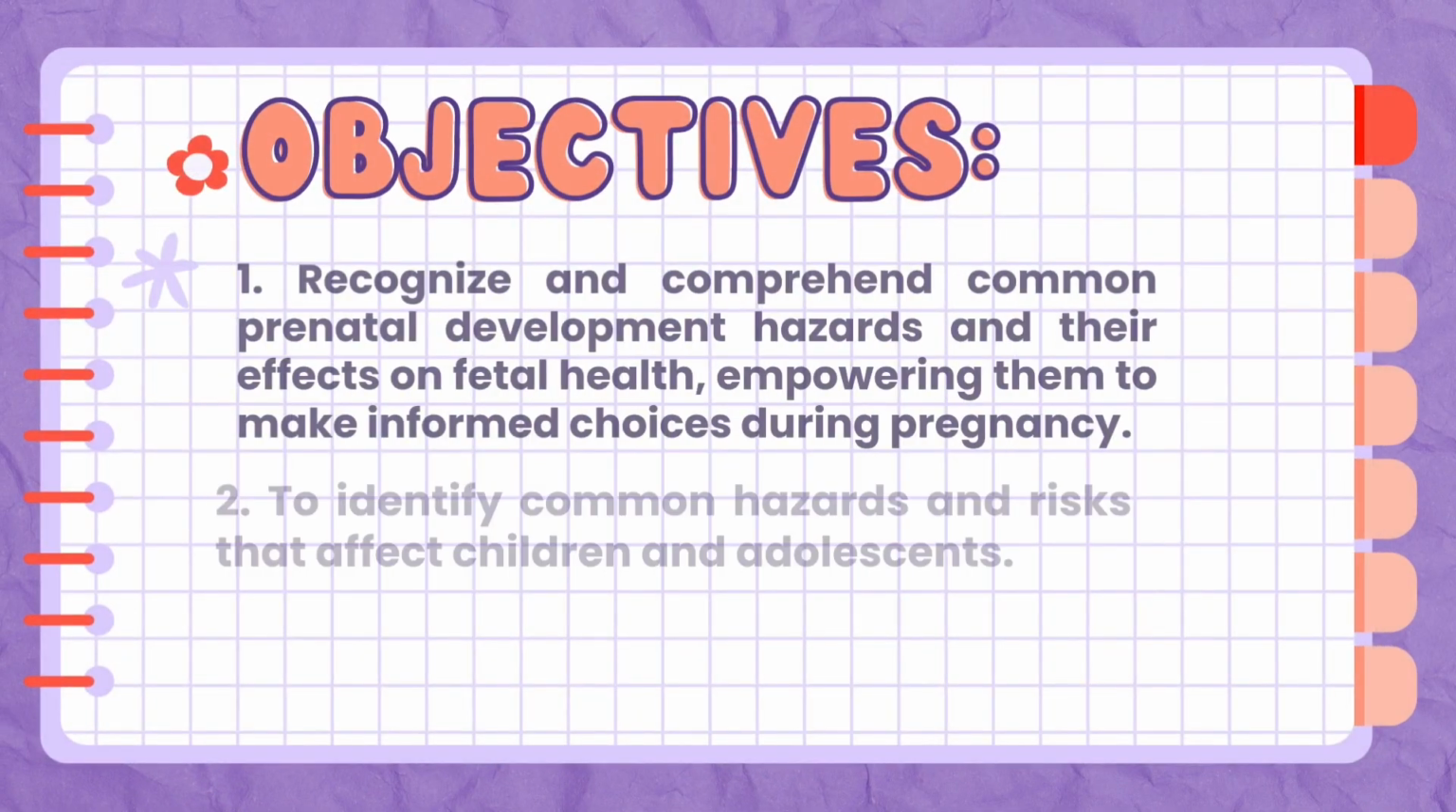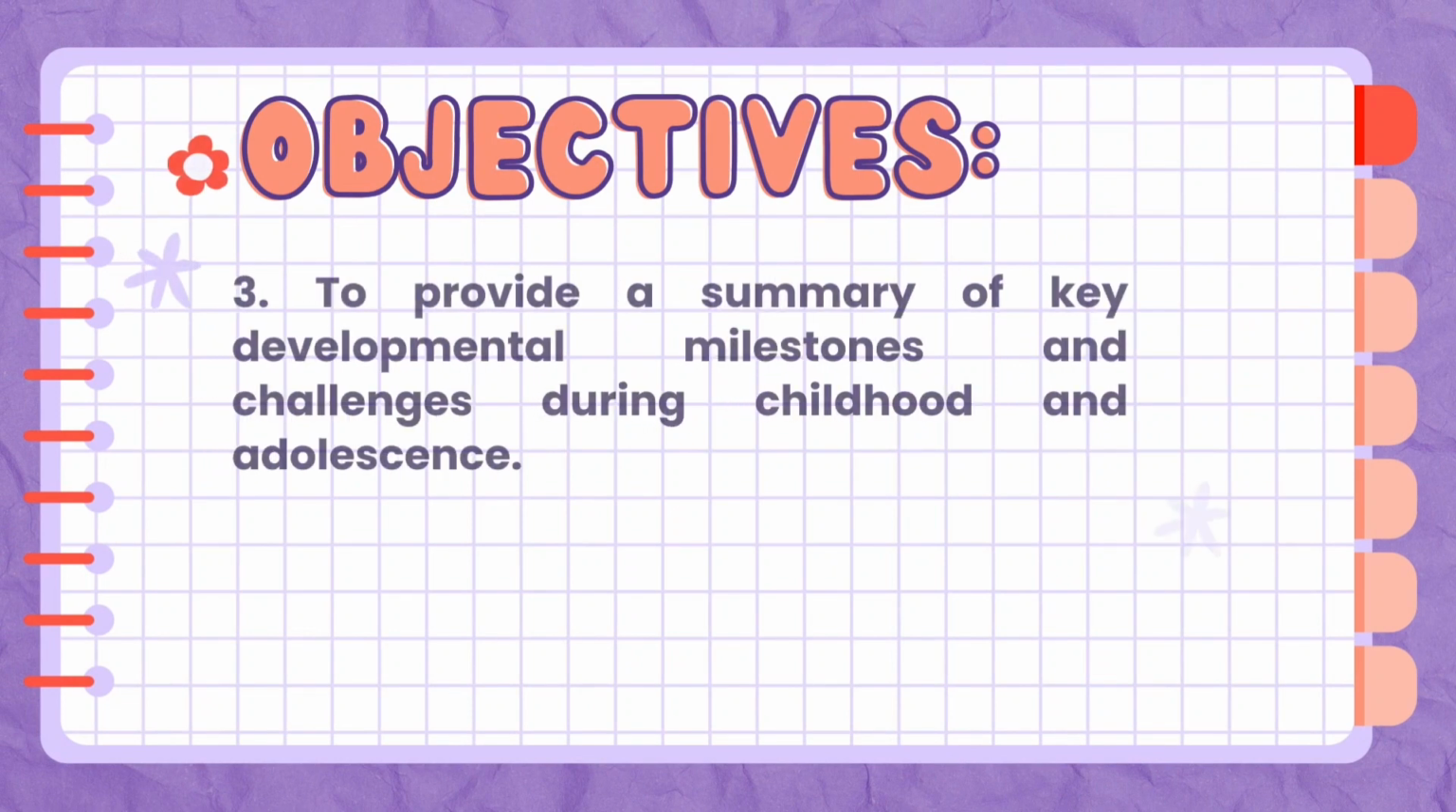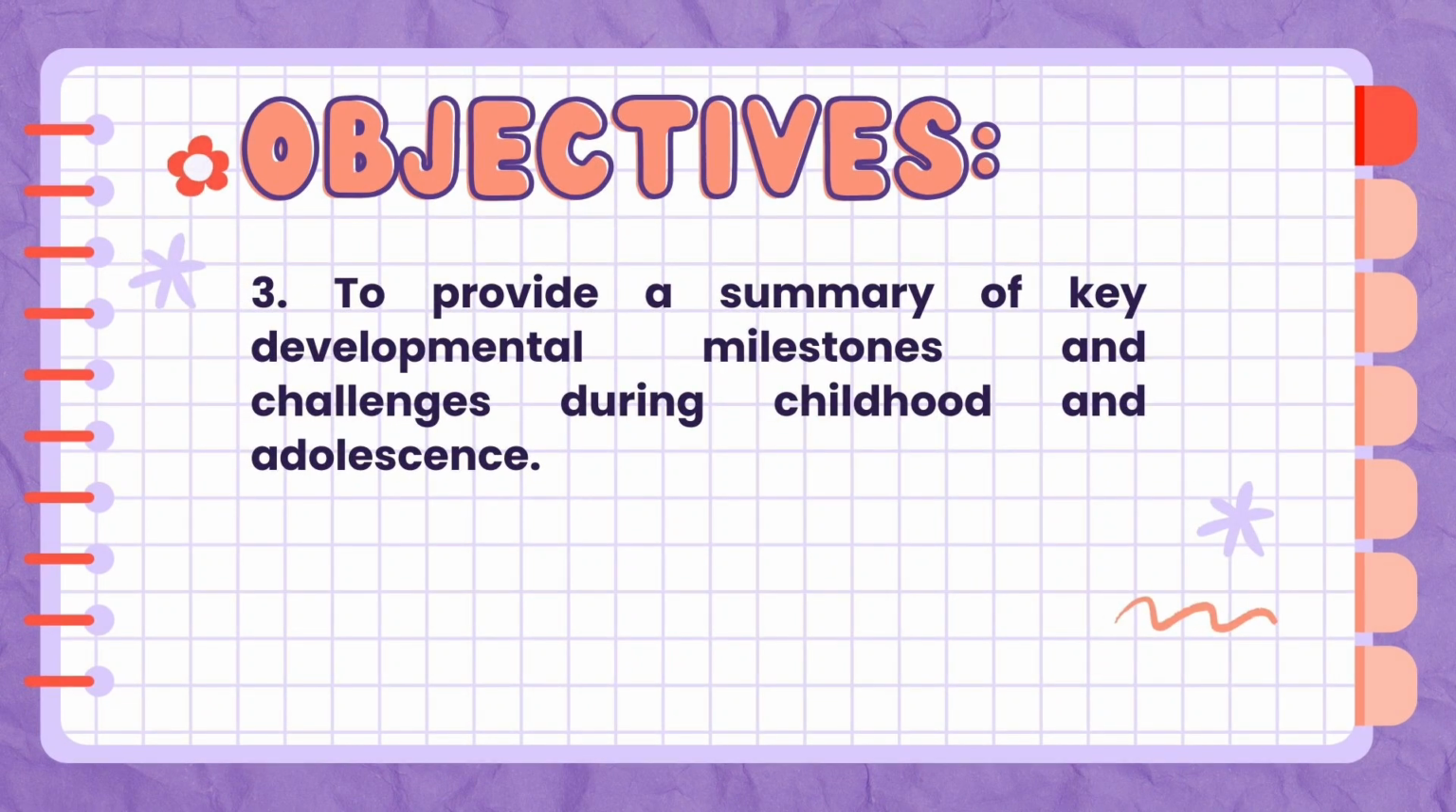For our objectives, by the end of this presentation, students will be able to, first, recognize and comprehend common prenatal development hazards and their effects on fetal health, empowering them to make informed choices during pregnancy. Second, identify common hazards and risks that affect children and adolescents. And third, provide a summary of key developmental milestones and challenges during childhood and adolescence.